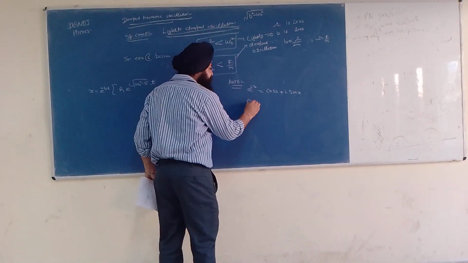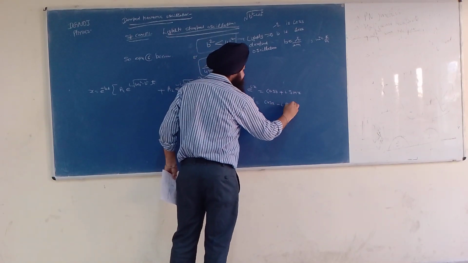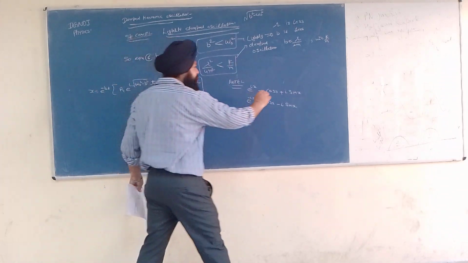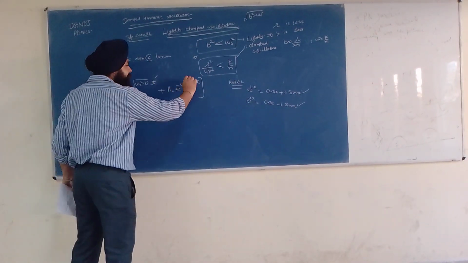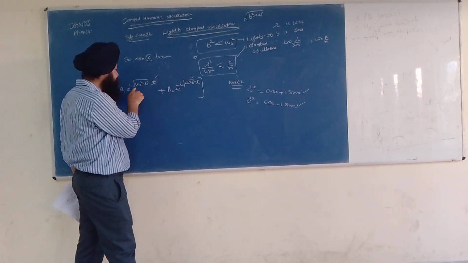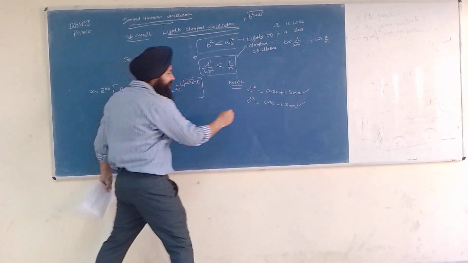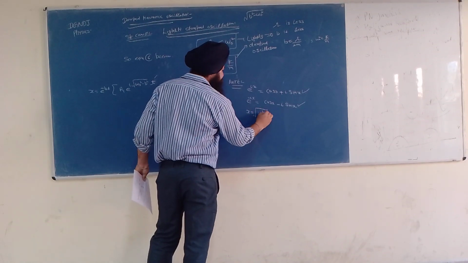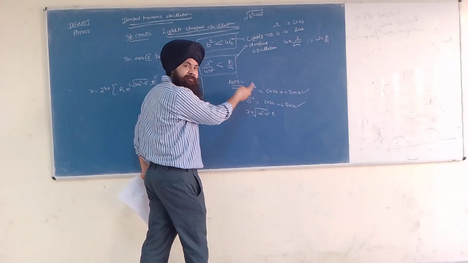And e raised to power minus iota x is cos x minus iota sin x. So use this formula and this formula here. Here our x is square root of omega naught square minus b square into t. So I will use it here, then I will put the value.